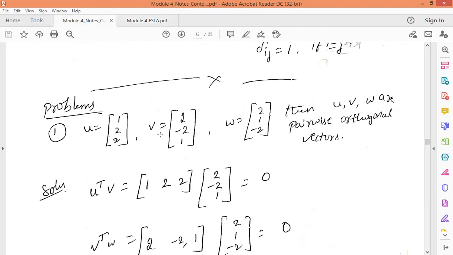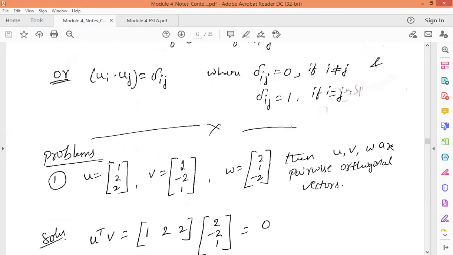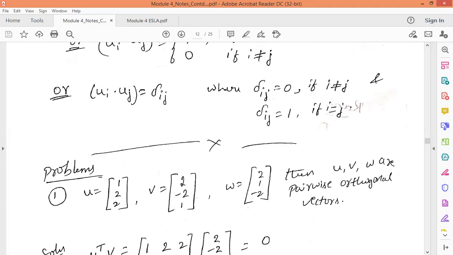In the last class we took the matrix. U is defined as 1, 2, 2, V is equal to 2, minus 2, 1, W is equal to 2, 1, minus 2. Then U, V, W are pairwise orthogonal vectors. We have to prove whether the given vectors U, V, W form orthogonal vectors. For this, I'll take up the notebook and show how to do it.